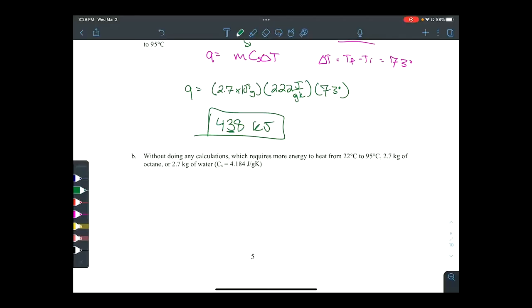Okay, all right, so without doing any calculations, which would require more energy to heat in this scenario? The same mass of octane or the same mass of water? Which one requires more energy? Don't do any calculations. Water, because specific heat is higher. The reason we're comparing specific heat is because we're comparing the same mass of sample. If we weren't comparing the same mass of sample, we would have to compare heat capacity. Okay, let's keep going.